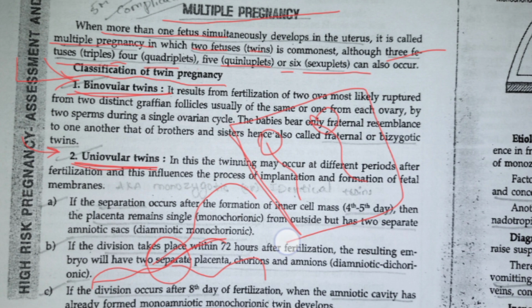In binovular, the sex of the babies is generally different. But in univular, babies having the same sex is the common thing seen. But in some conditions, it might be a boy and a girl. But generally in univular, the babies will be either both boys or both girls.